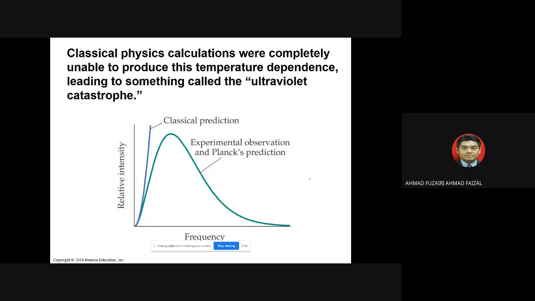All right. Sometimes they will ask about the ultraviolet catastrophe. So what is the ultraviolet catastrophe? It is the classical physics calculation. When you try to explain this, please put this kind of graph to explain. The classical prediction is called the ultraviolet catastrophe.